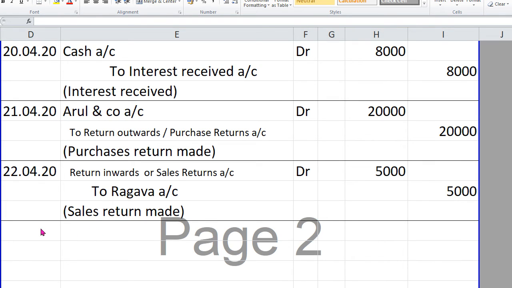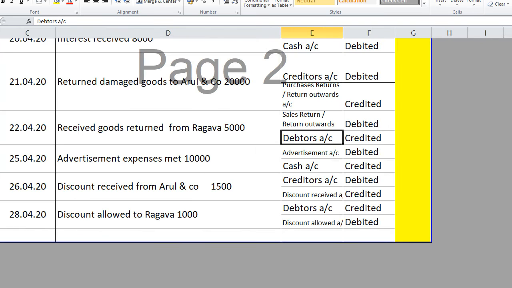Okay, children, can you wait 2 or 3 more minutes? Let us finish just 2 more transactions. So the next one is advertisement expenses met, 10,000. Advertisement is an expense, it is to be debited, and cash goes out, it is to be credited. That's the rule, right?